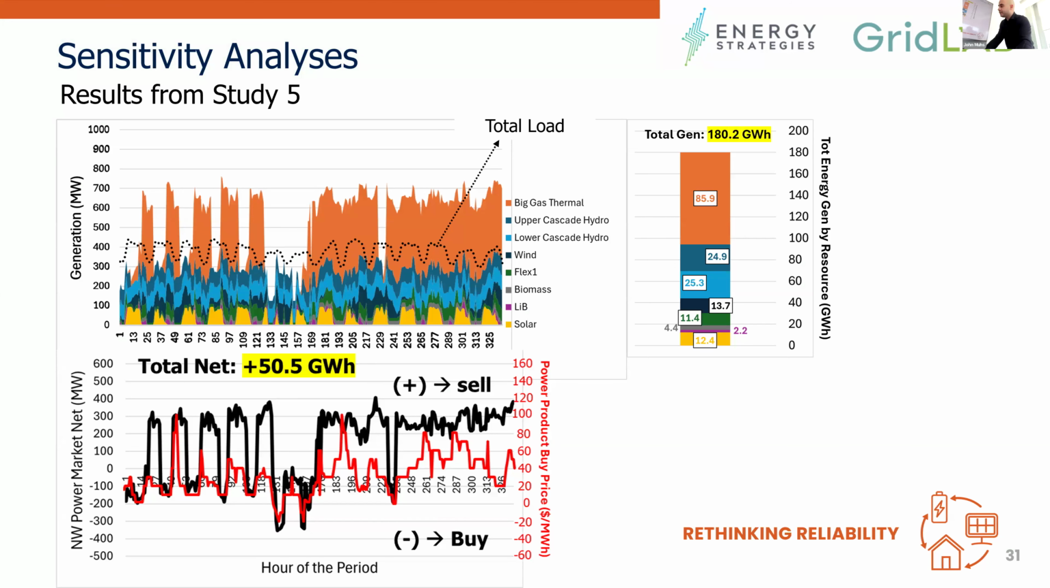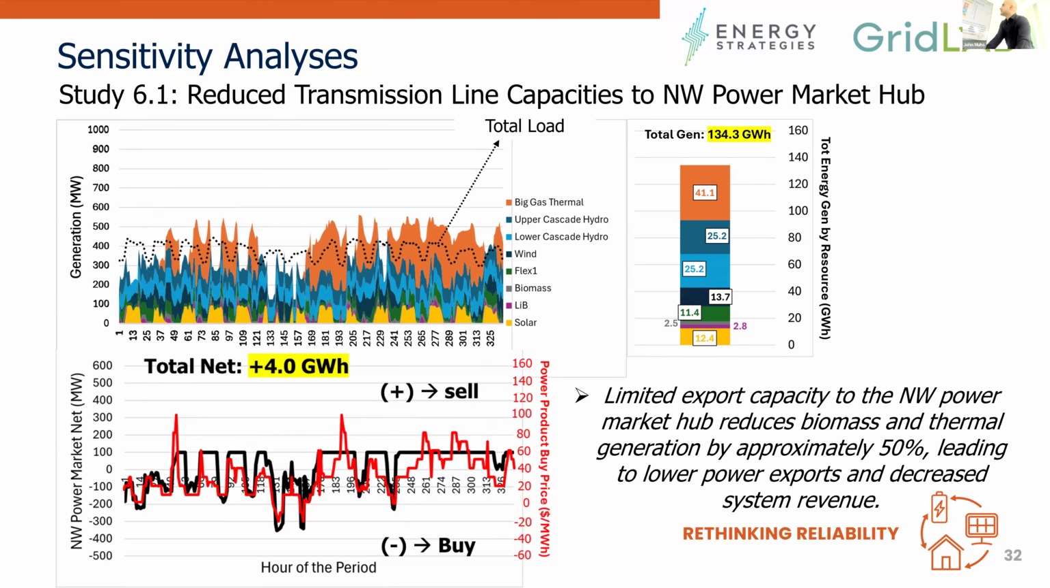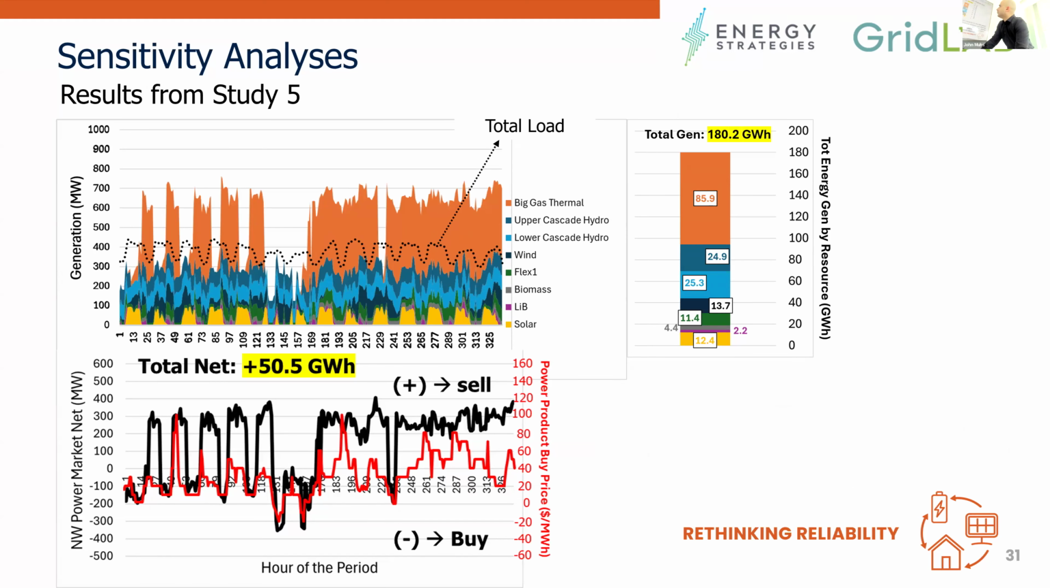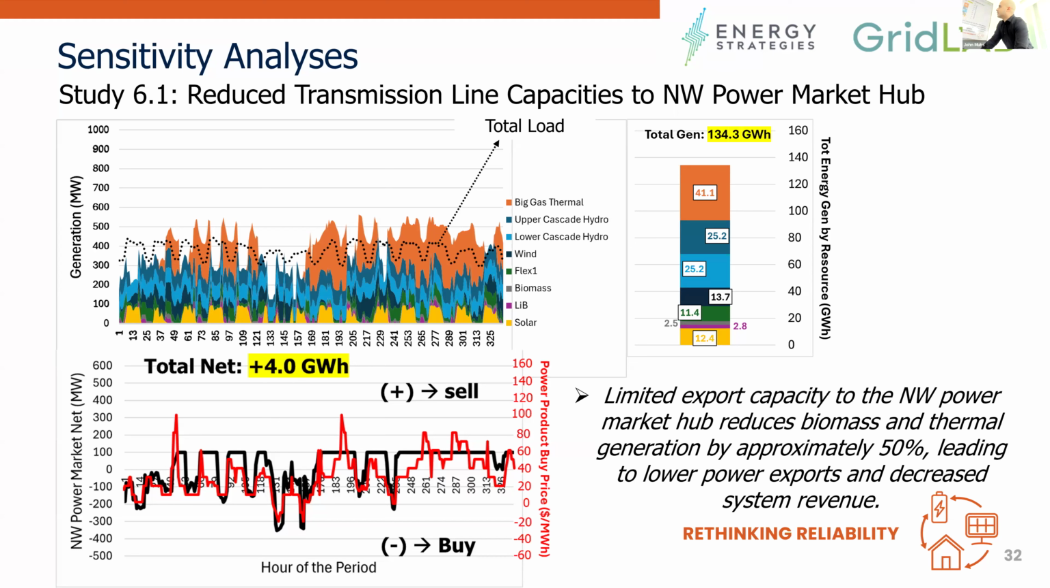So again, this is study 5. And if you look at study 6.1, you see that the amount of power sell is limited by the capacity of the lines. So we cannot sell more than 100 megawatts. There are 2 lines, each 50 megawatts. And you can also see how the thermal units generation decreases. Because we cannot sell the power, the thermal units are operating at lower capacity, or one of them is off and just the other one is operating.